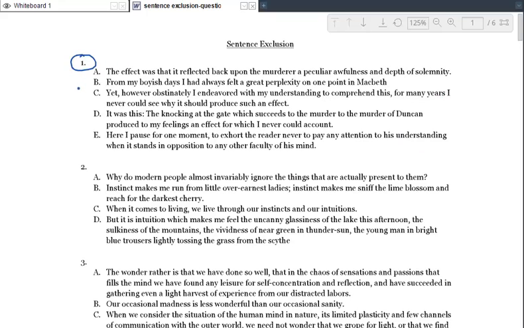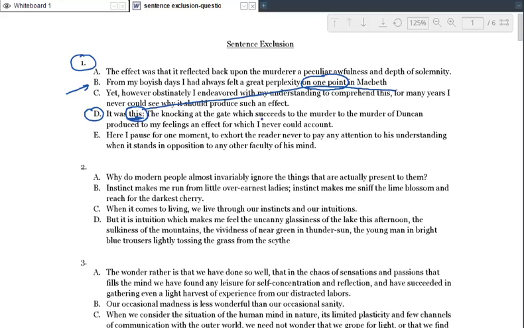So you start with B, right? It says, from my boyish days, I had always felt a great perplexity on one point in Macbeth, right? Which is the next sentence? It was this. This refers to what? One point. Correct? So I am connecting this one point with this pronoun 'this', and this is how you must learn to connect the ideas. So I establish a connection between the two ideas. From my boyish days, I had always felt a great perplexity on one point, and it was this.